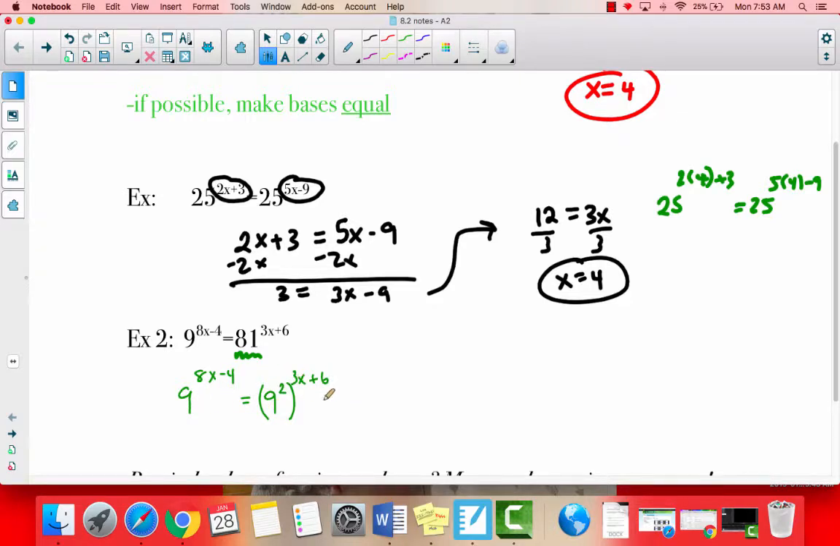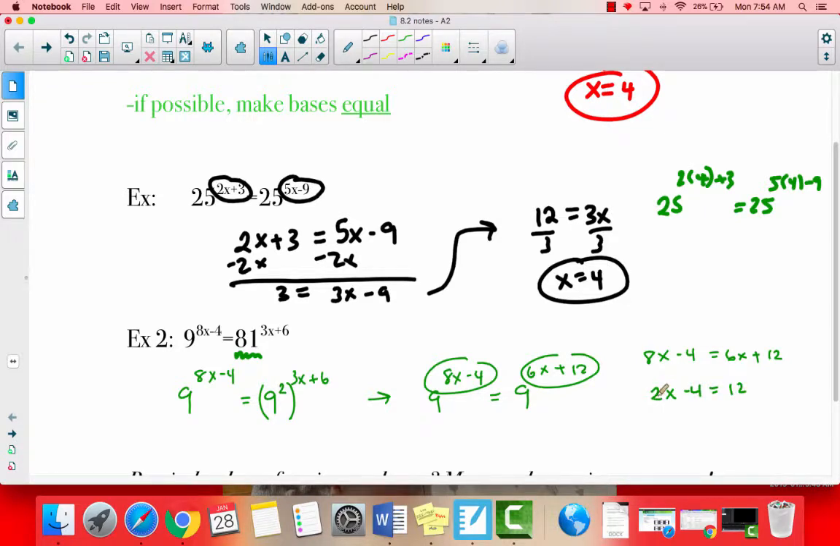The only thing you have to remember is our exponent rules, where when you have a power to a power, you multiply these two things together. So that's actually going to turn into 9 to the 8x minus 4 equals 9, and then if I distribute, I get to the 6x plus 12. And now we can go ahead and make our exponents equal to each other. So 8x minus 4 equals 6x plus 12, and then I could solve. So if I subtract 6x over, we get 2x minus 4 equals 12. Add 4 over, we get 2x equals 16, and then divide by 2, we get x equals 8, and we'd be finished.